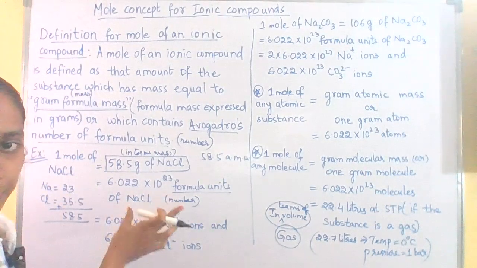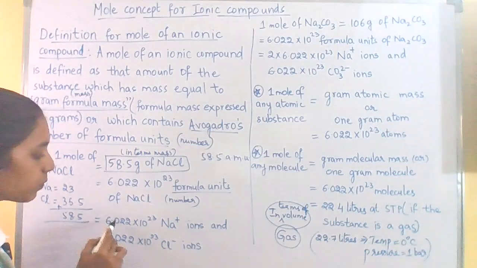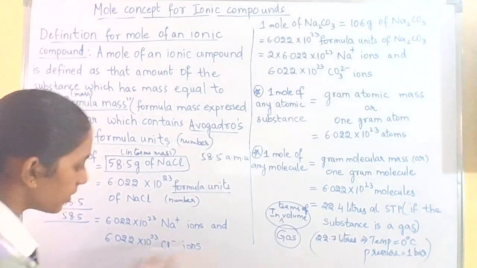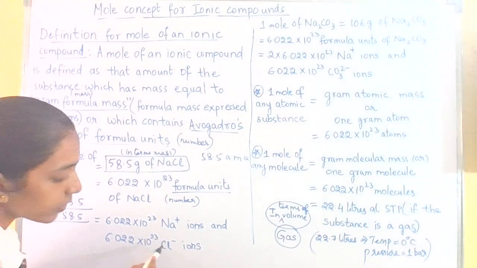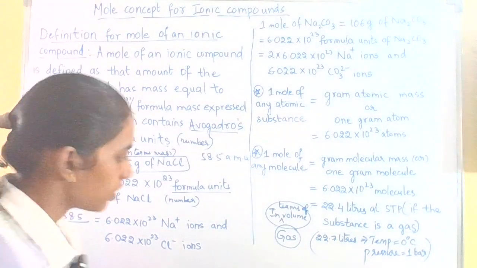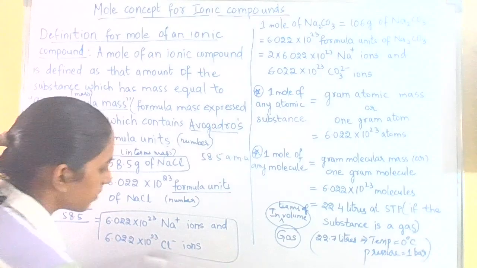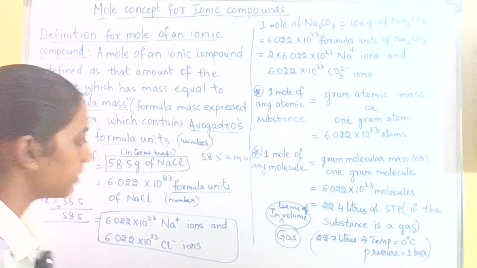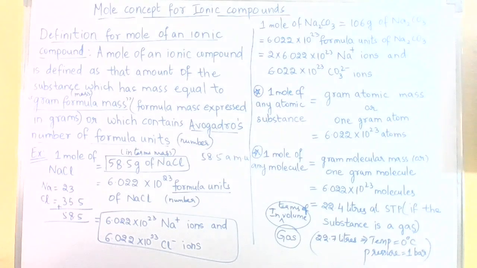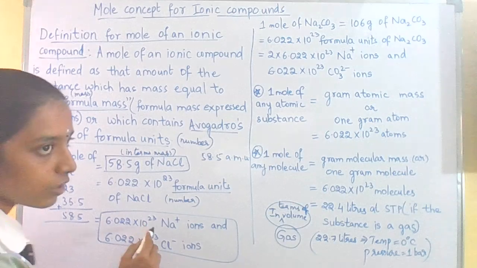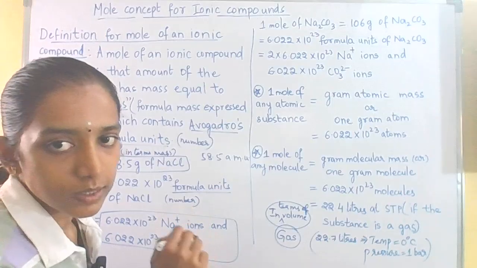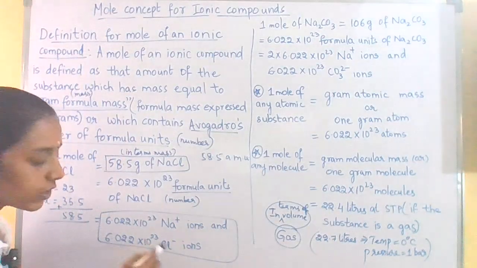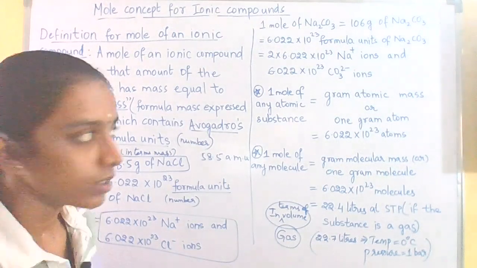Now when we split this, we get 6.022 into 10 to the power 23 Na plus ions and 6.022 into 10 to the power 23 Cl minus ions. This is how we split it, because in problems they will ask the number of Na plus ions present in one mole of NaCl. Then you have to write 6.022 into 10 to the power 23 Na plus ions. If they ask chloride ions, you have to write 6.022 into 10 to the power 23 Cl minus ions.